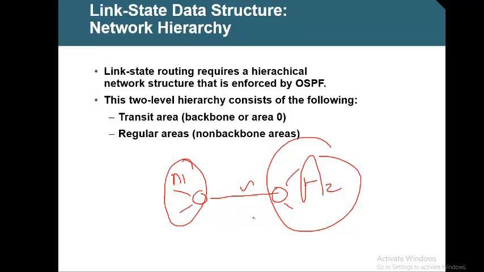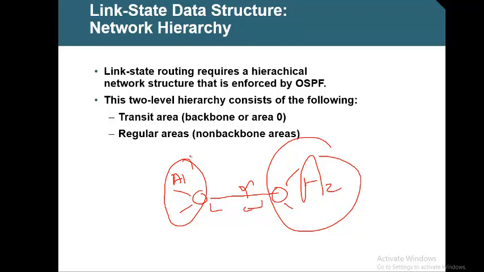Why not possible? They will not even form a neighbor in the first place. This hello packet will say I belong to area 1. This hello packet will say I belong to area 2. Aha, how is it going to be a neighbor when they are not identical, when they don't match the area? When they send hello packets, the area ID must match to accept the other one as a neighbor. Area ID should match, which is not matching.